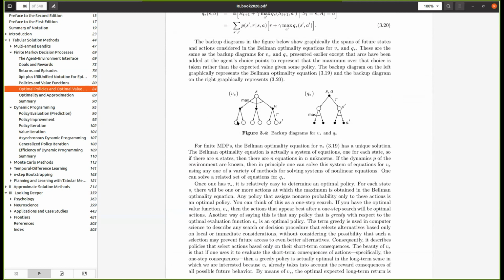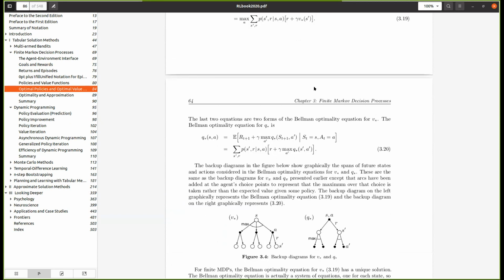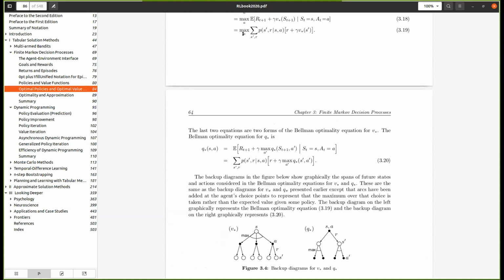And here you can see the backup diagrams for the optimal value function and Q function. The difference here, as you can relate it to the equations: we have this max operator in front. For the optimal value function, we take a max over actions from the state. And here you have to take a max over actions from the state S prime, because we are given the action A for the state S, right? So that's a small difference in formulations, but those are equivalent.